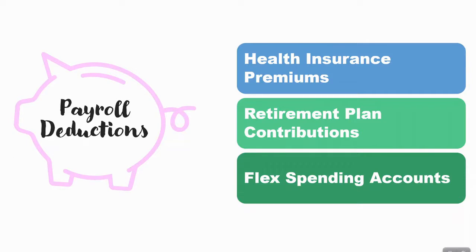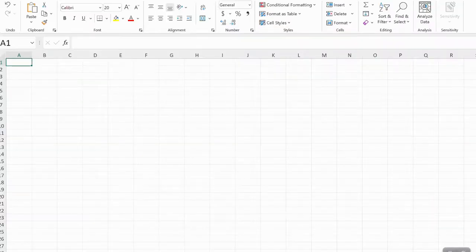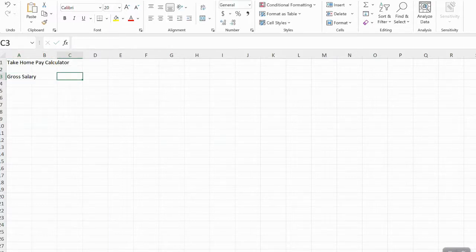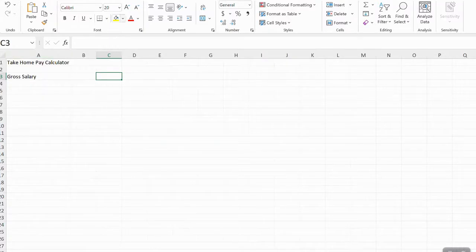So let's go ahead and jump into Excel and talk about how we can set this up to estimate our net take home. And in Excel, of course, I'm going to go ahead and give a title to this. And we're going to start with gross salary. So the gross salary is how much you're making in your paycheck. In this case, we're going to input a gross salary.